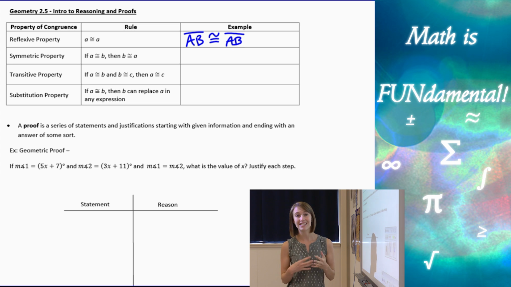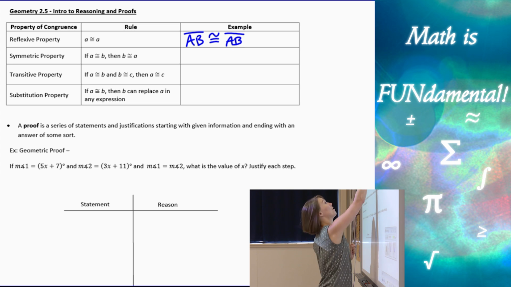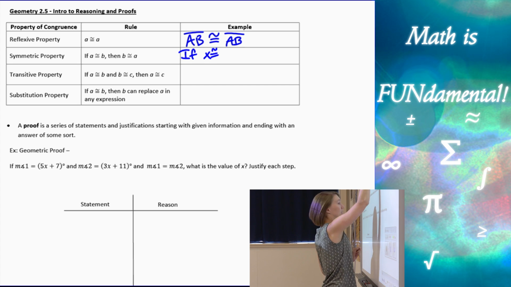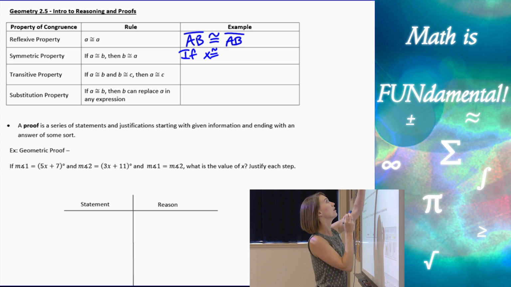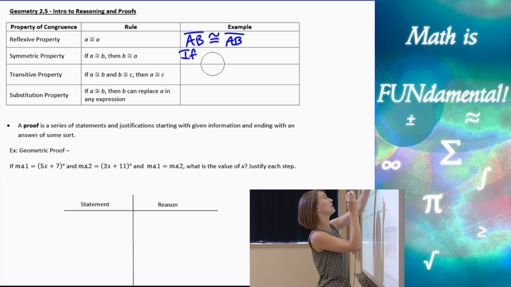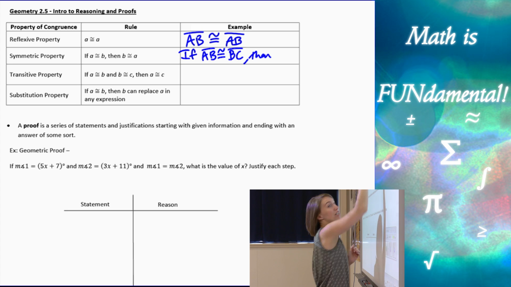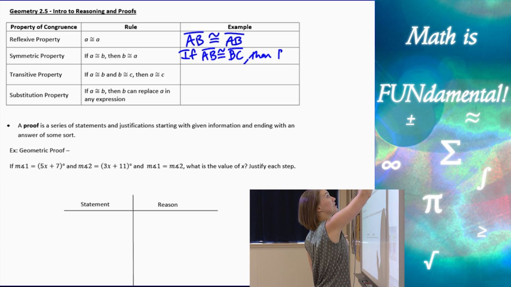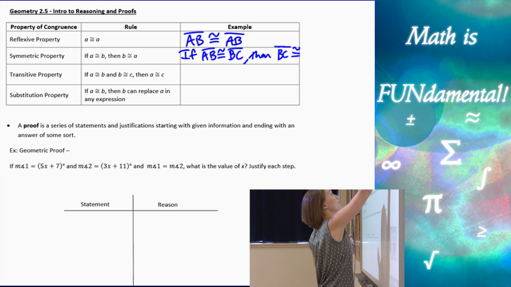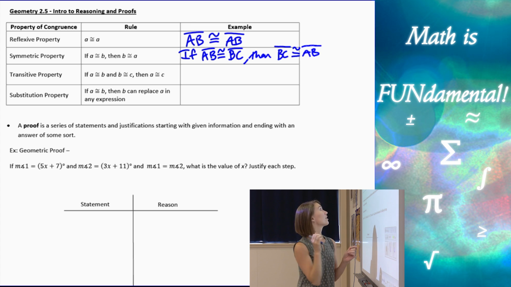All right, symmetric property of congruence. These properties are going to be the same as the properties of equality, except we have congruent signs now. Well, let's make these geometrically. Okay, let's say AB is congruent to BC, then I can switch those two things around. I can just say that BC is congruent to AB. So that's what our symmetric property does for us.